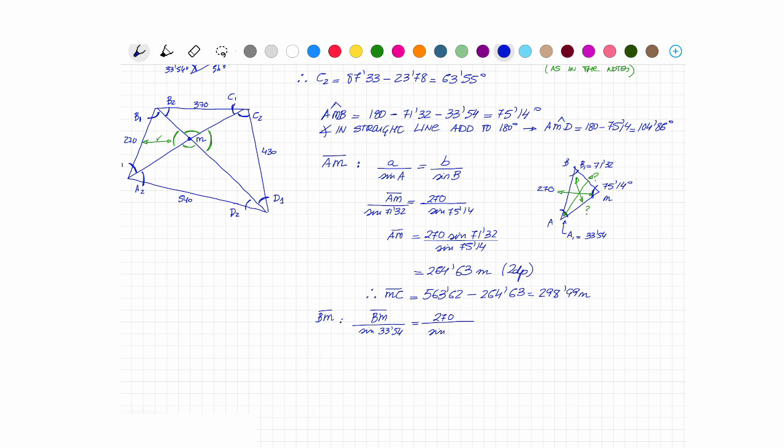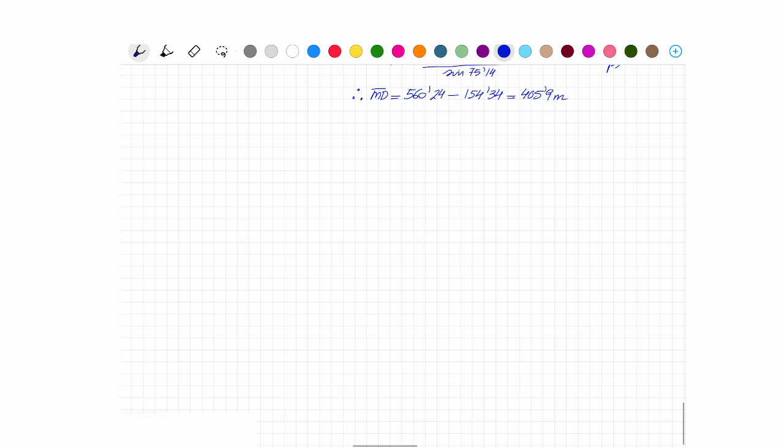the other side of the triangle, BM. So this is the same idea. We rearrange, and BM equals 154.34 meters. And then we can get MD by subtracting from the whole diagonal again. Okay, with that, we've got all the pieces.